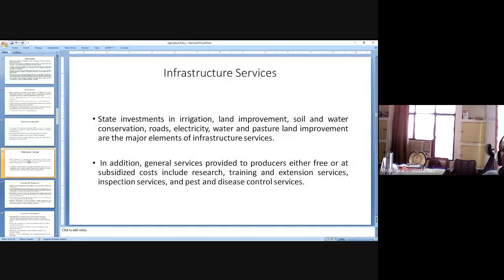Then, in addition to that, general services provided to producers, either free or at subsidized costs, include research, training, and extension services, inspection services, pest and disease control services. These are also important things, which have to be monitored thoroughly and executed properly from the agriculture policy point of view. Next slide.